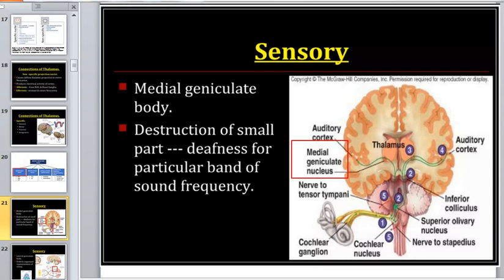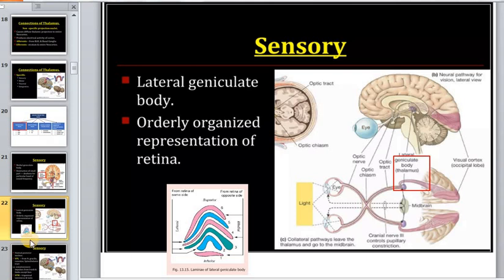Tonotopic organization is the specific name for this. The ventral nucleus projects to the primary auditory cortex. So we have a special part of the cortex of the hemispheres of the brain, and here we see the connection of this part of the thalamic area to the auditory cortex. But we have one more.